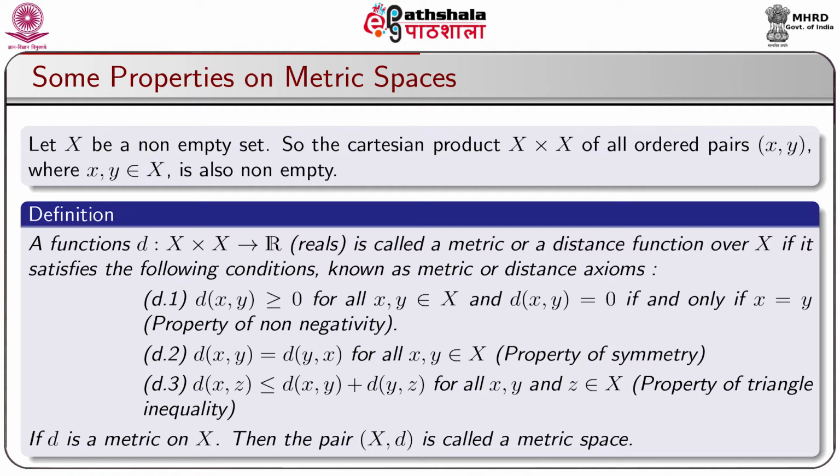D3: d(x, z) is less than or equal to d(x, y) plus d(y, z) for all x, y and z belonging to X. This property is known as the triangle inequality. If d is a metric on X, then the pair (X, d) is called a metric space.